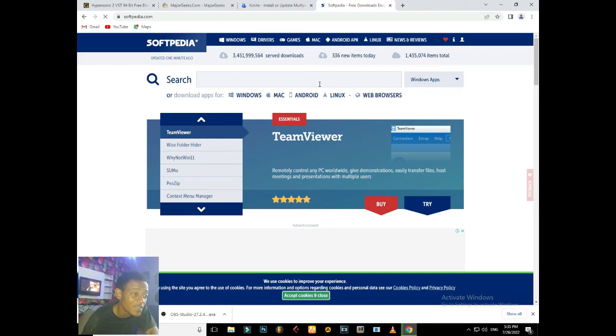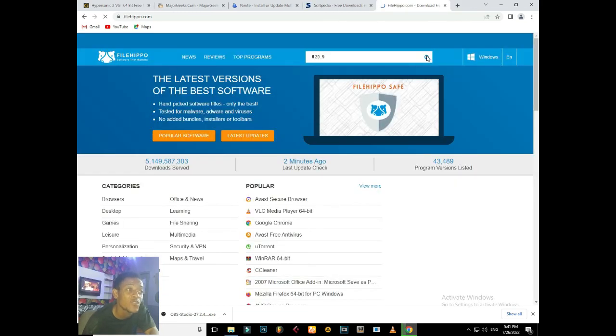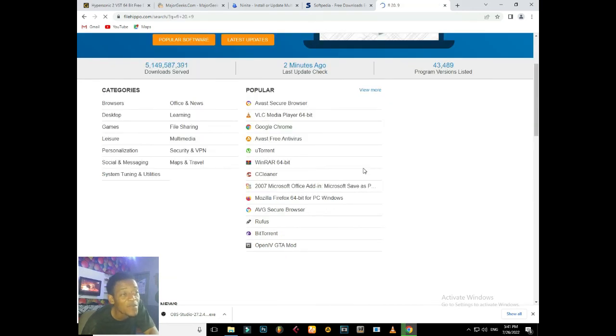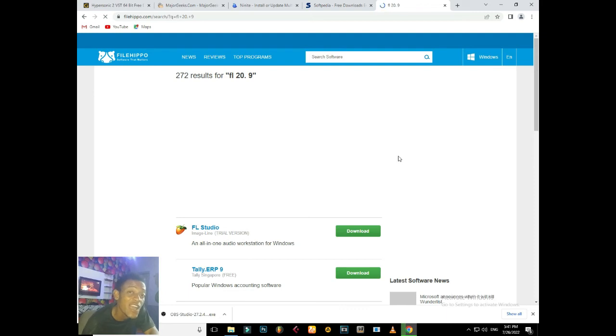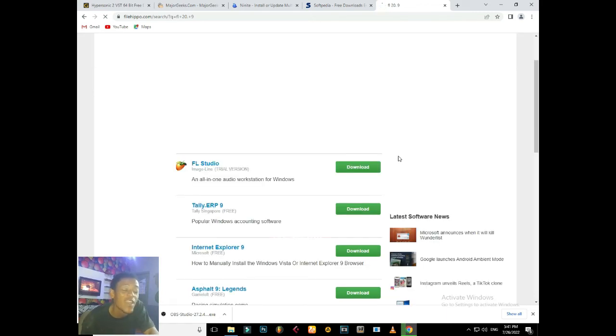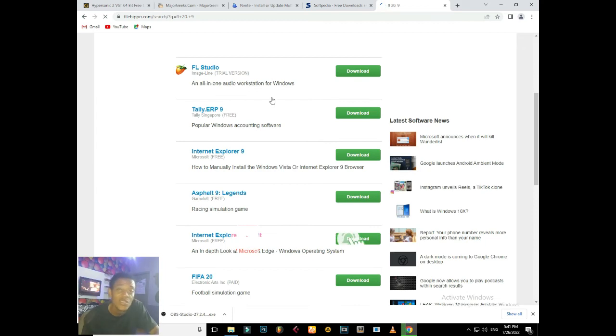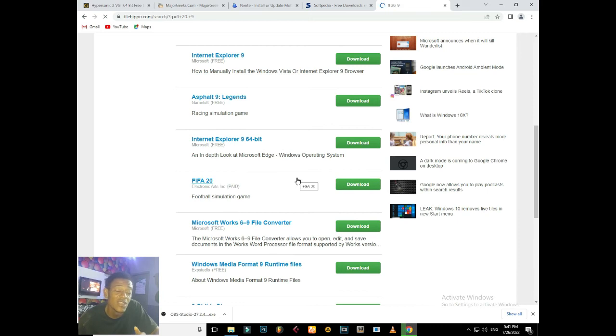So apart from Major Geeks, the other one I have is Softpedia. Softpedia is also one good site where you can do your downloads. Softpedia is good for downloads, and you can get most of your plugins and stuff here too. Apart from that, we have the last one, which is Filehippo. Filehippo is also one of the best places where you can get your software and plugins to download.